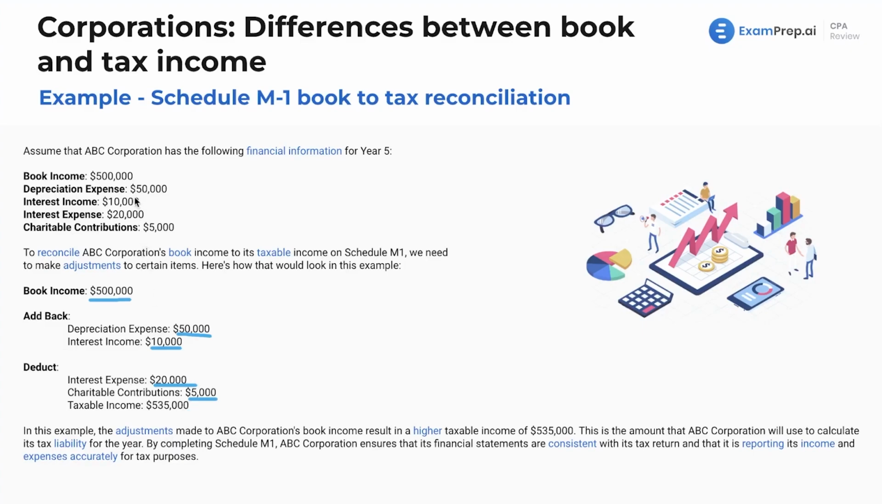This is an example where it's just laid out for you, because they'd have to say depreciation expense was higher for book purposes or higher for tax purposes. Was this deductible interest expense? Was this includable interest income? All of that. Now here we made some adjustments to the book income, which resulted in a higher taxable income, and we're going to use that to determine our tax liability for the year.